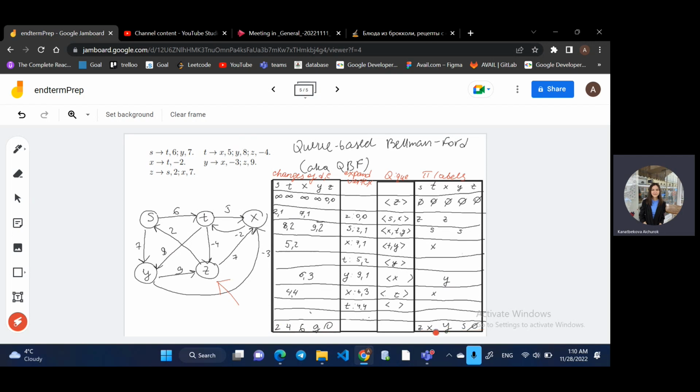And these are the corresponding parent values. Yes, and I will also double check this solution with the professor, and that's it.